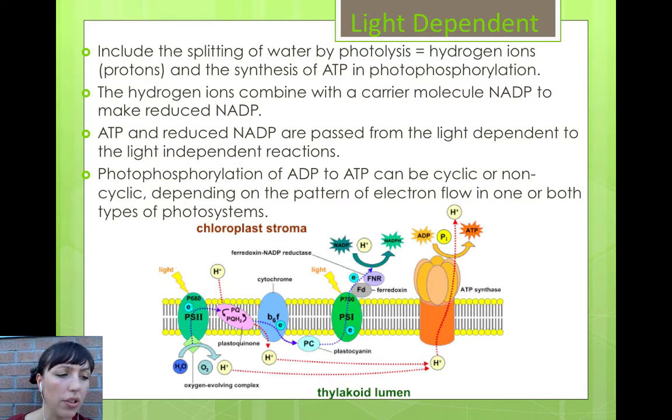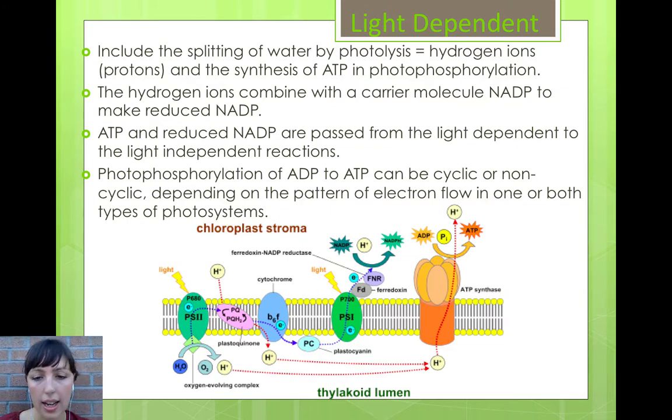So the light-dependent reactions include the splitting of water, like we talked about, by photolysis to give the hydrogen ions that are needed, as well as the synthesis of ATP in photophosphorylation. The hydrogen ions combine with a carrier molecule, NADP, which you've seen before, to make reduced NADP. ATP and reduced NADP are passed from the light-dependent to the light-independent reactions. And photophosphorylation of ADP to ATP can be cyclic or non-cyclic, and we'll look at those in a second, depending on the pattern of electron flow in one or both types of photosystems.